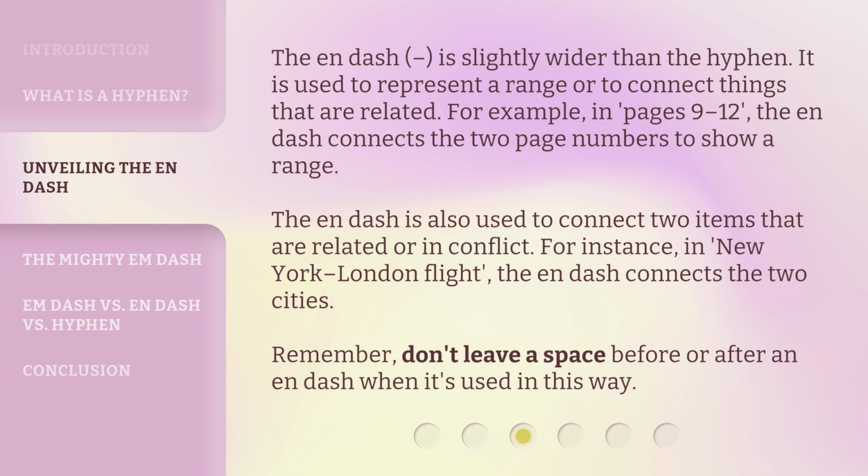The en dash is also used to connect two items that are related or in conflict. For instance, in New York-London flight, the en dash connects the two cities. Remember, don't leave a space before or after an en dash when it's used in this way.